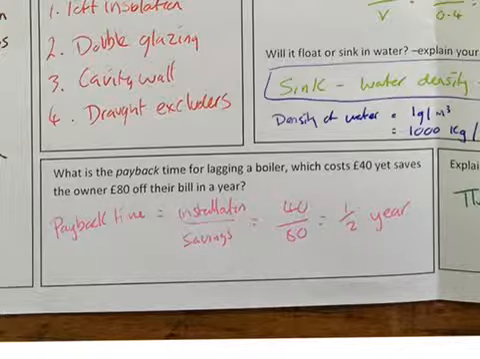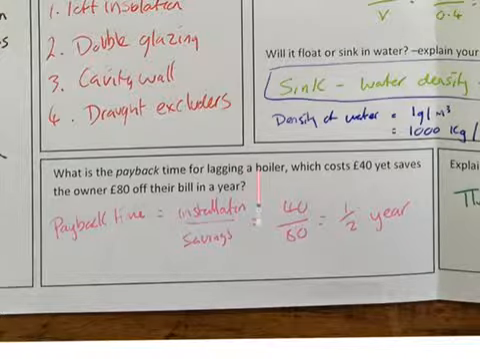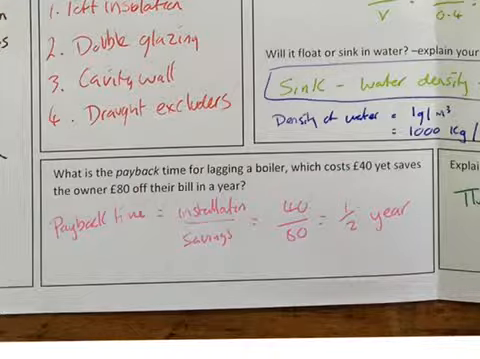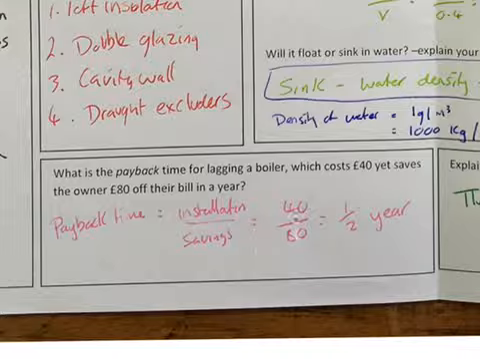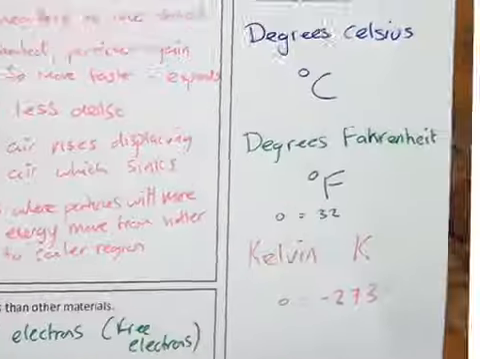So we've got, what is the payback time for lagging a boiler? That's the process where you could do something to your boiler to make it more efficient, something to do with lining the pipes, I don't know. I'm really not with it. It costs only £40, yet it saves £80 on their bill. Brilliant. So payback time: installation costs £40, savings £80, and it's going to take half a year to pay that back. And I think we're on the last one now.